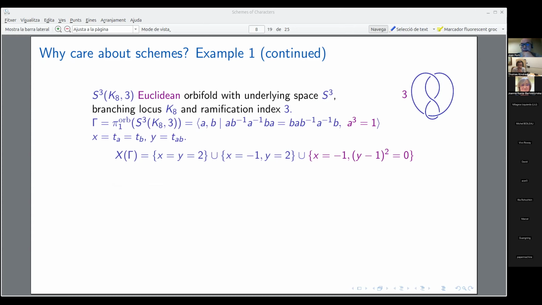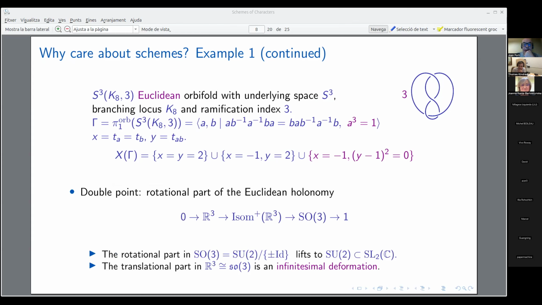And why is this a double point? That's what I would like to discuss. It has to do with the Euclidean holonomy. In fact, this orbifold is Euclidean. I didn't write it in the slide, sorry, but it's the quotient of a Euclidean three-manifold by a symmetry of order 3, and we get some fixed points. So it is well known that this is a Euclidean orbifold.